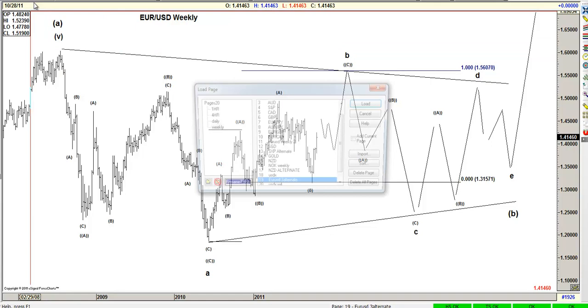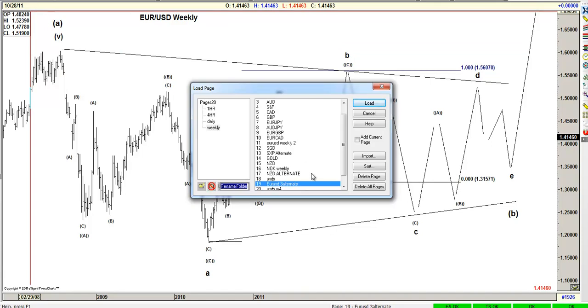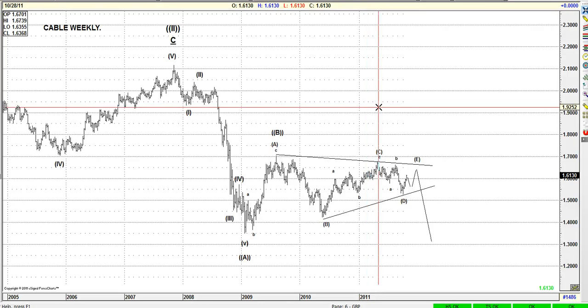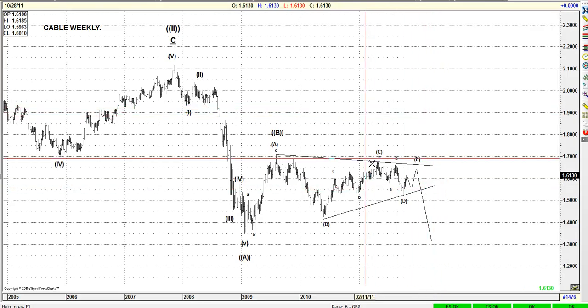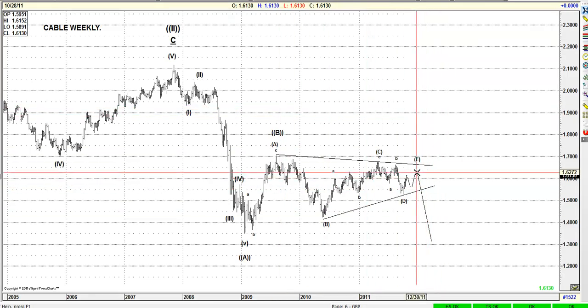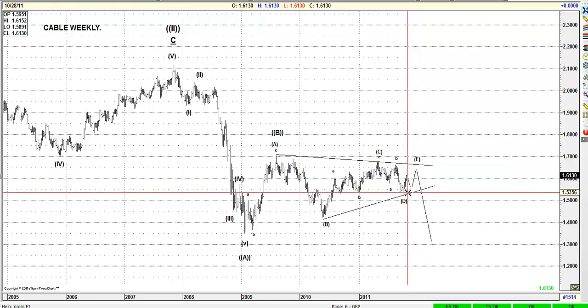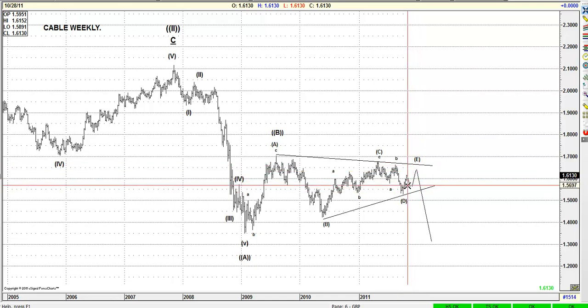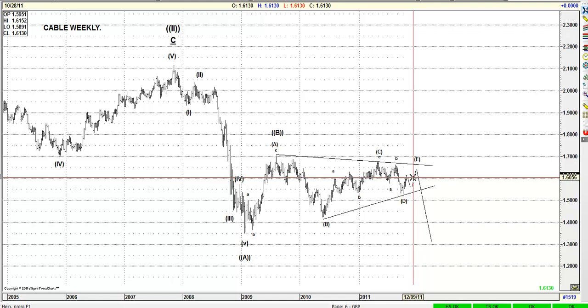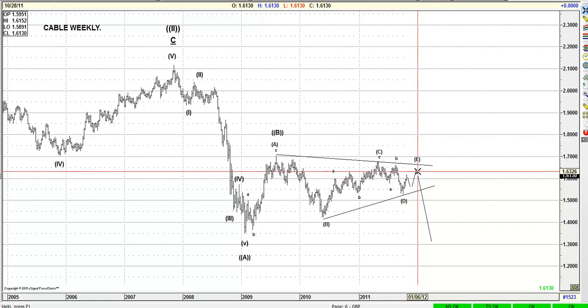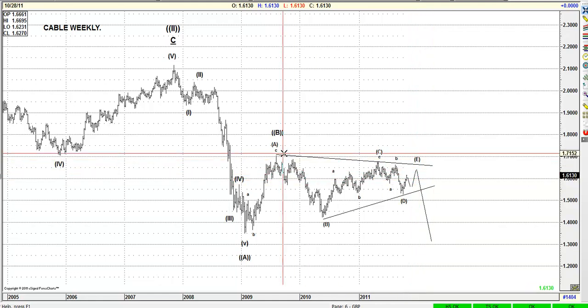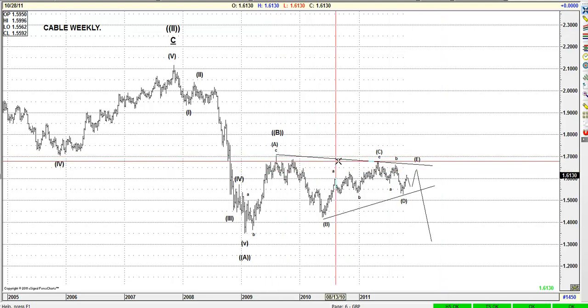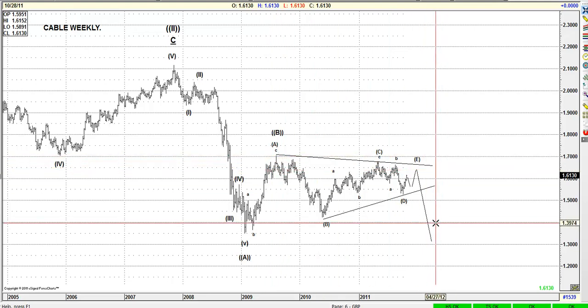Now, let's move on to some individual pairs. Let's start with cable. Cable keeps saying a B-wave triangle, which, like I said, goes with the nesting and with a small B-wave triangle in the euro dollar. As long as this trend line holds, you should favor those counts within the euro dollar and within the euro.